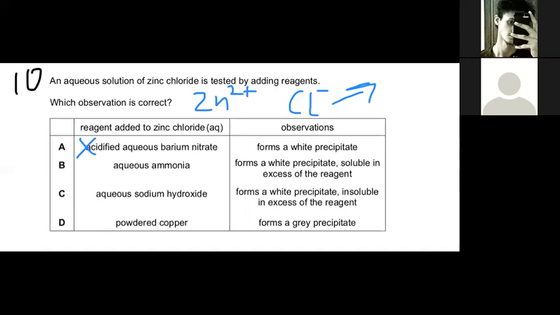The second one says aqueous ammonia forms a white precipitate soluble in excess of the reagent. This is correct. C, aqueous sodium hydroxide forms a white precipitate insoluble in excess. It is soluble, so this is wrong. And the last one is powdered copper forms a gray precipitate. Copper is less reactive than zinc, so copper cannot displace zinc. Therefore, this is wrong. Therefore, B is the correct option.